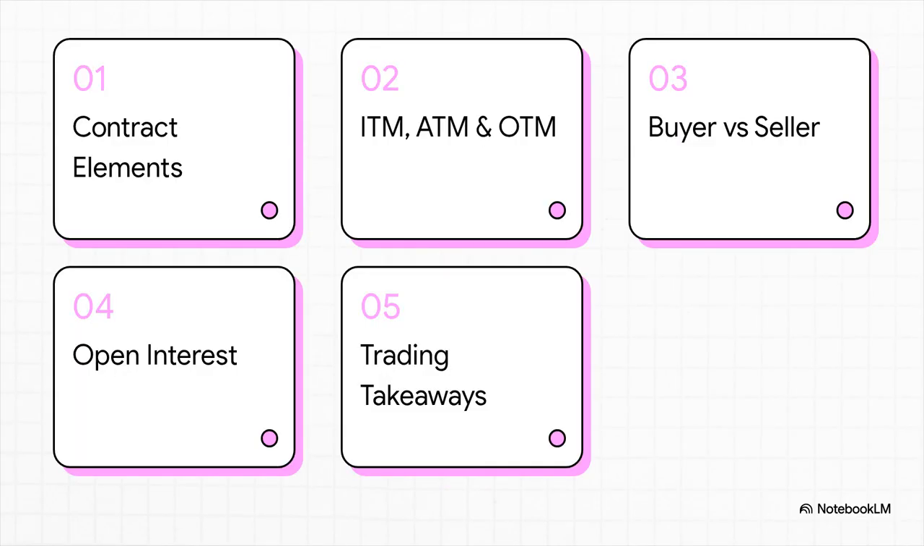All right, so let's dive right in. Here's our roadmap for today. We're breaking this down into 4 essential building blocks: the core contract elements, decoding the geography of options, which is your ITM, ATM, and OTM. Then we'll pit option buyers against sellers, and finally, look at how to read the crowd using open interest in option chains. And of course, we'll wrap it all up with your essential takeaways.